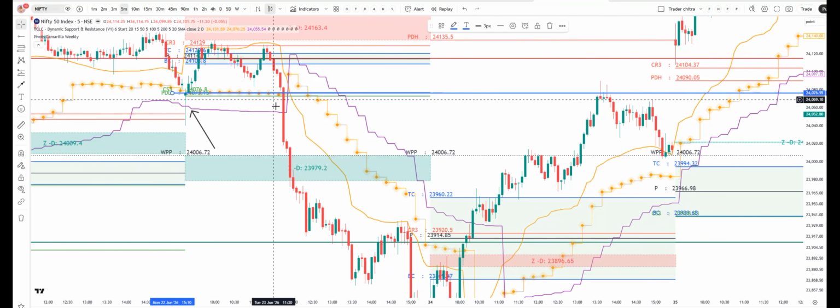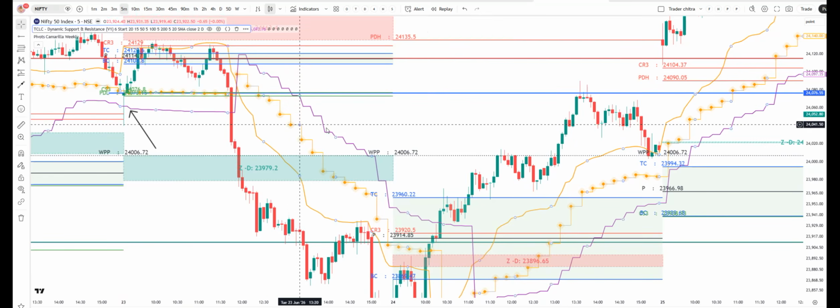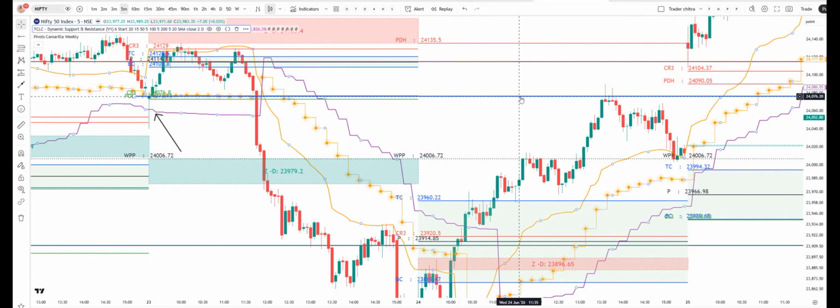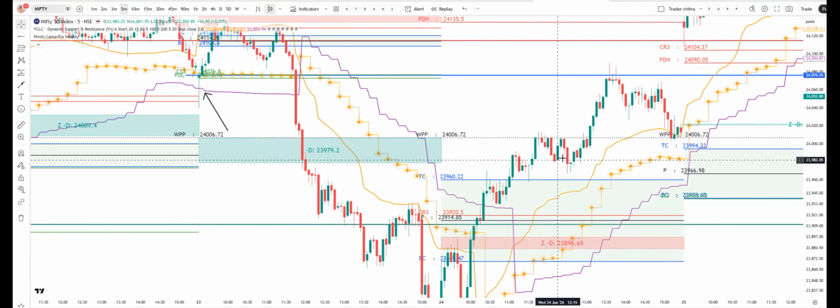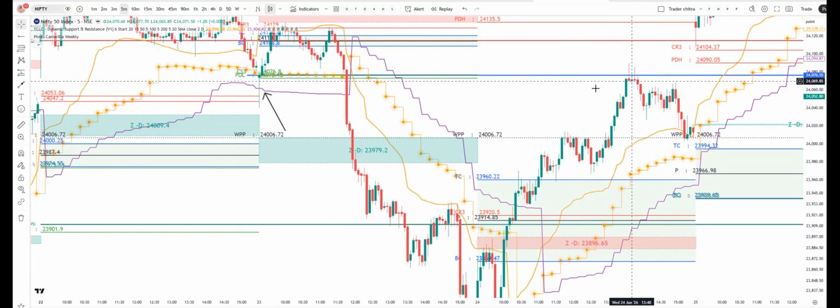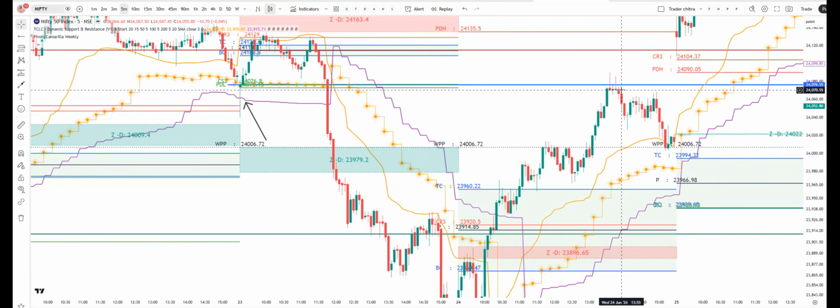Because this is the major level where we got major selling pressure, that is 24,075. Same level, once the price touches it on 24th June, again we got the selling pressure at that particular level, and you can look into the candlestick patterns also, so that will be more helpful in our trading.